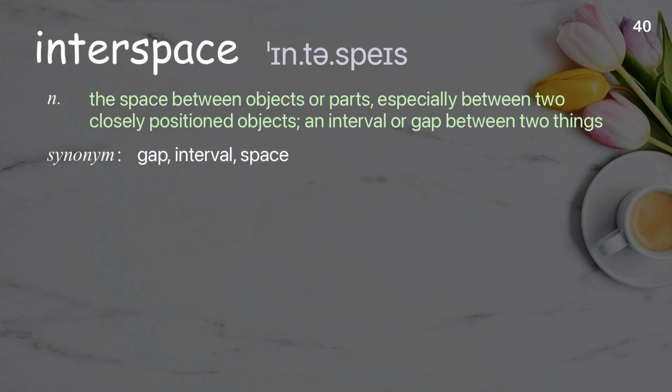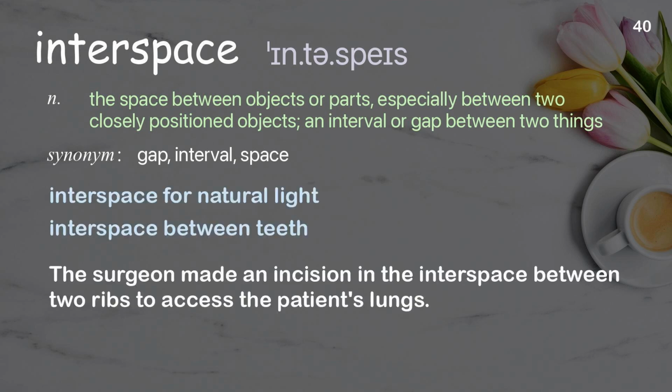Interspace. The space between objects or parts, especially between two closely positioned objects, an interval or gap between two things. Examples: interspace for natural light. Interspace between teeth. The surgeon made an incision in the interspace between two ribs to access the patient's lungs.